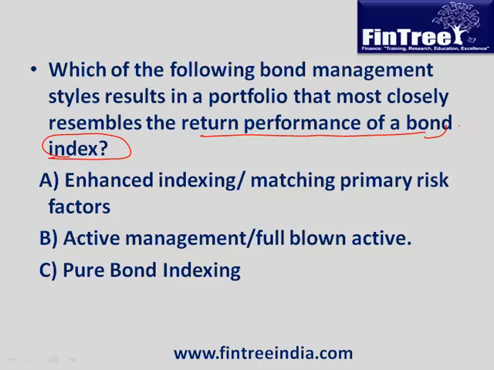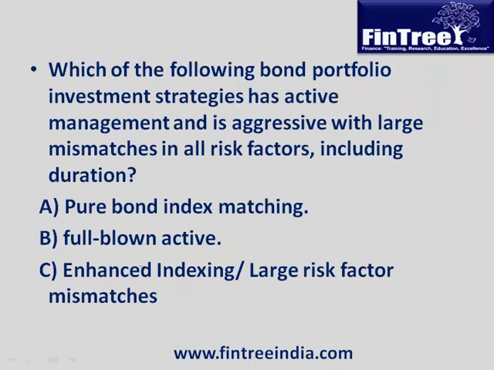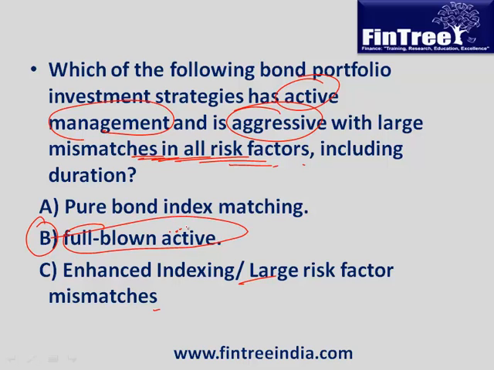What is the answer? C. Because in pure bond indexing, we are exactly replicating what is there in a bond portfolio. Yes, Javed. Active management and is aggressive with large mismatches in the risk factor. Which one? B. Because it says it's aggressive and it's completely active. This is also active, but this is a completely active strategy. So we go with this. Should we move on?